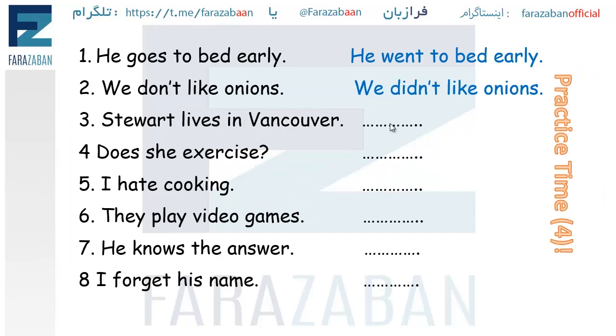Practice number 4. Read these sentences please and change them into the past form. He goes to bed early. He went to bed early. We don't like onions. We didn't like onions. Do numbers 3 to 8 in the comments part with practice number 4. Be sure to pause the video, think, and change these to the past.